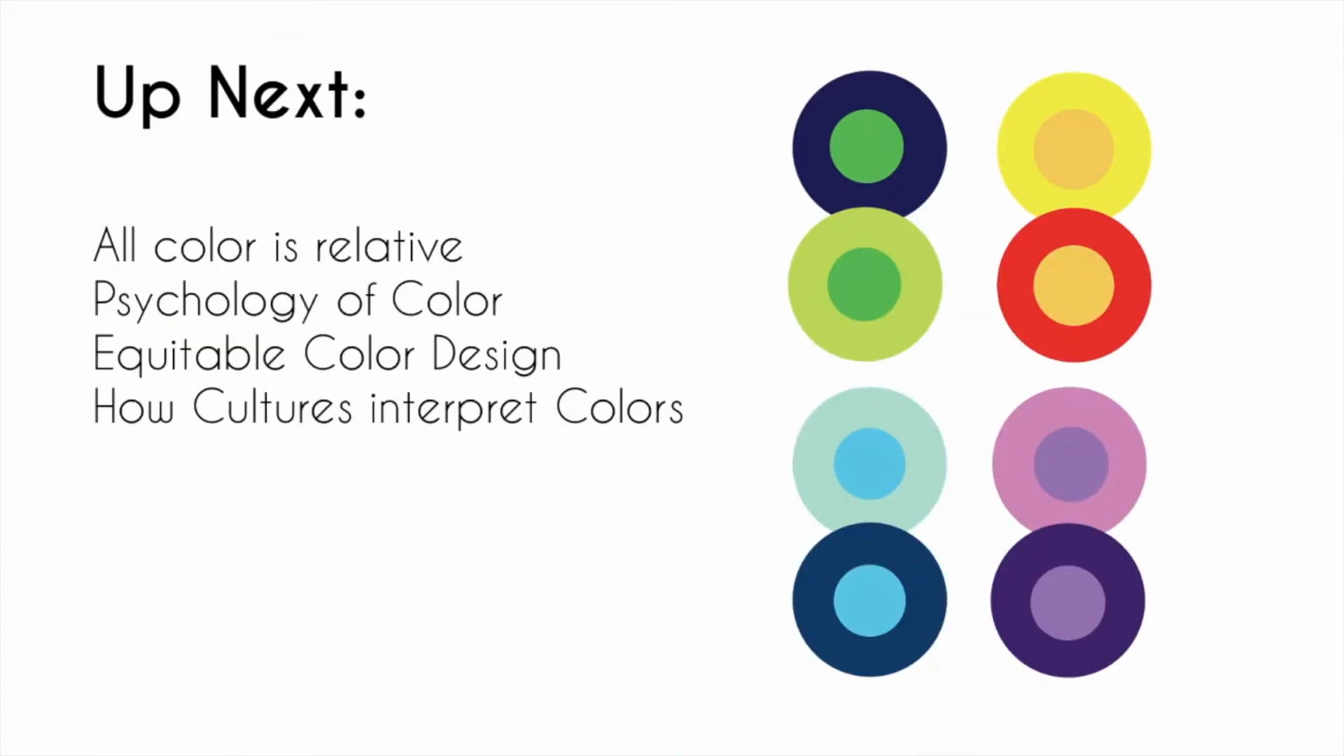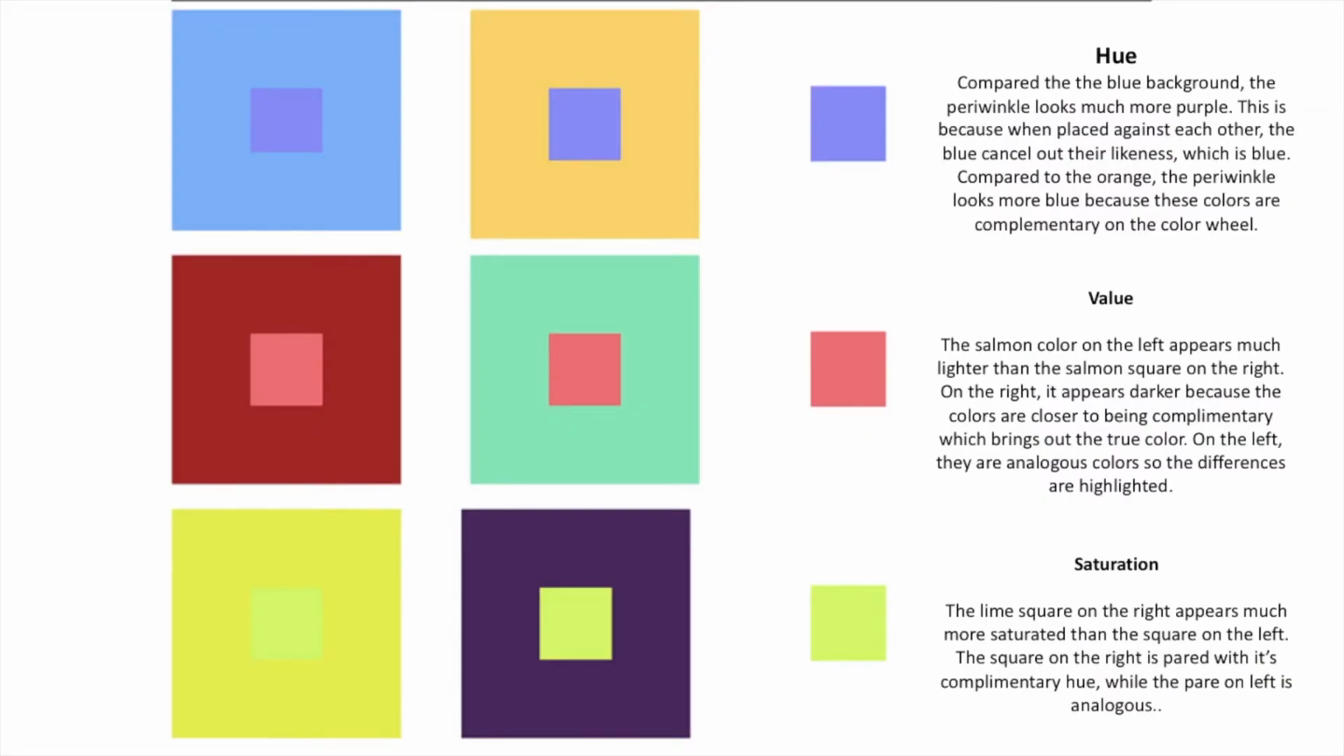But to think a little bit more about color, you want to think about how all color is relative, how there's a psychology of color, what is equitable color design, and lastly, how different cultures interpret colors. So the first component is that color is all relative. Just like everything is relative, so is color.